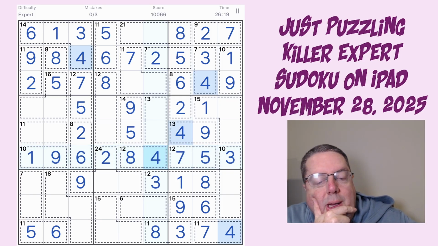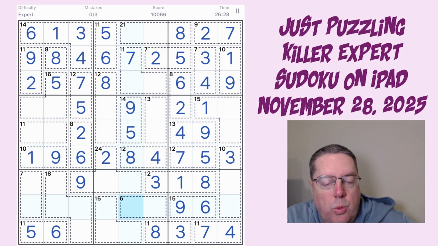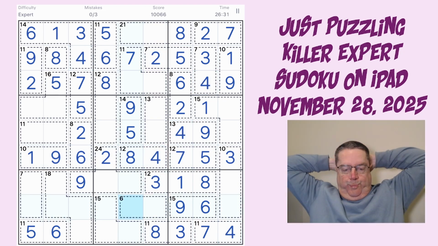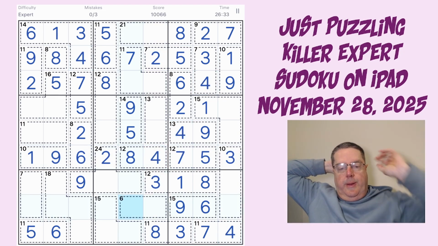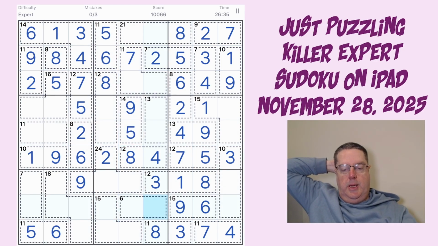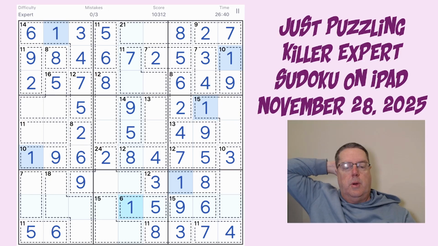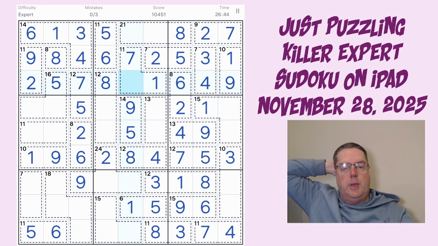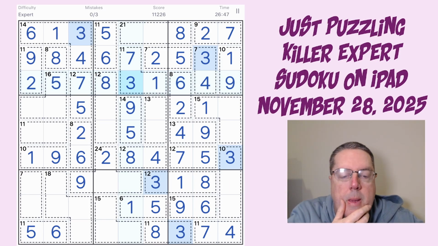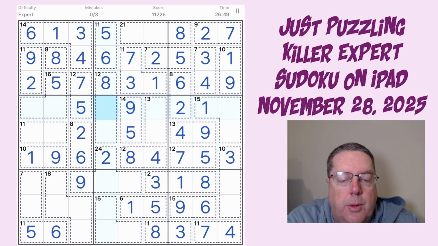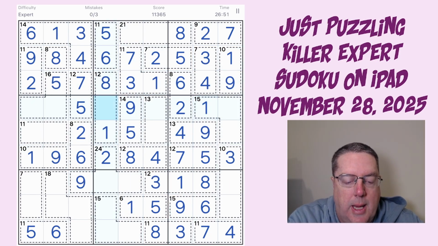6 and 7 there. 1 and 3 there. So we still don't really know whether that's a 2 or not. 5 comes down here, 5 comes down here, so that's a 5 there, leaving this to be the 1. Alright, so 1 comes up here, 1 comes across here, so that's a 1 there, leaving this to be the 3. 1 comes across here, so that's a 1, leaving this to be a 3.